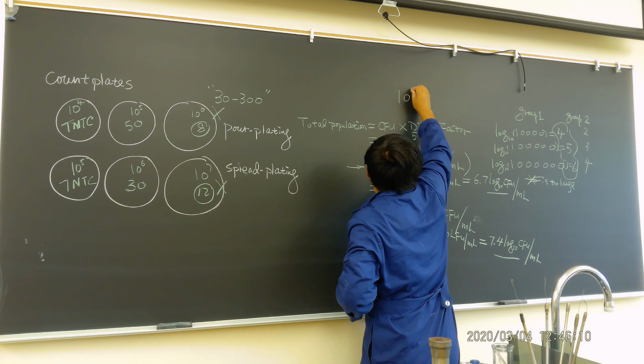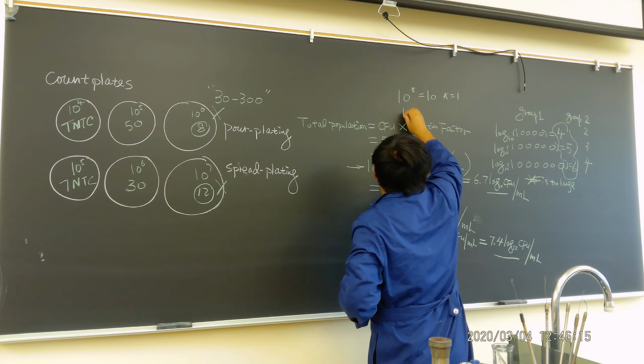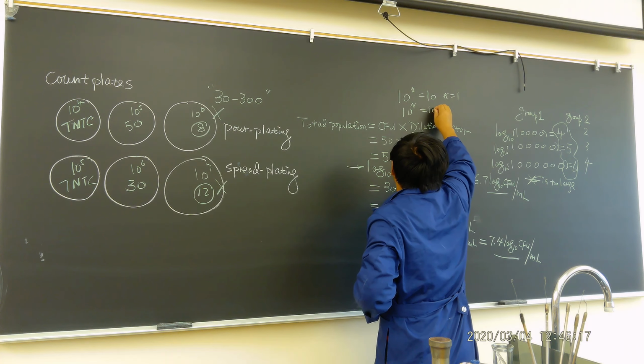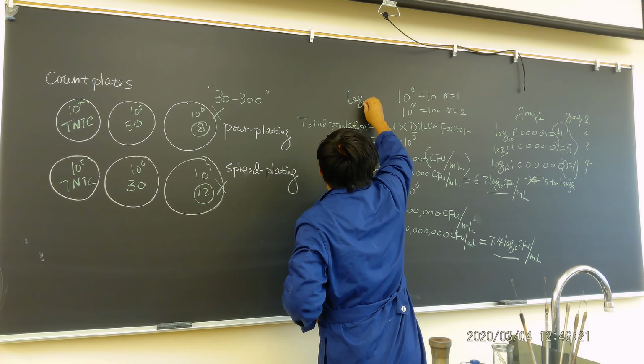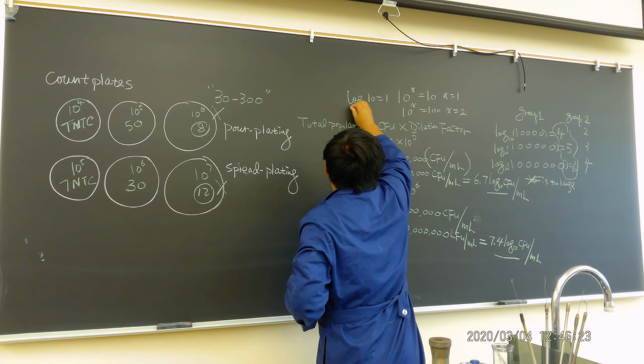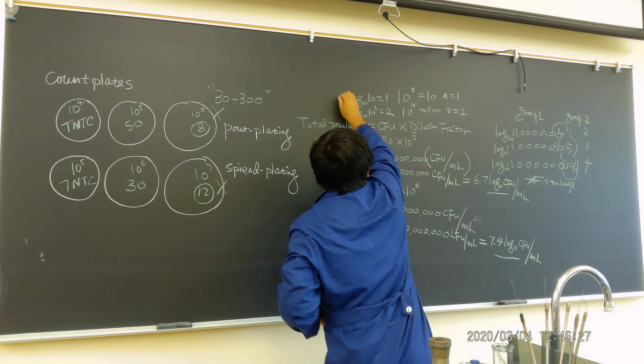Now this is something math you should know. For example, 10 to the x equals 10, this x equals 1. 10 to the x equals 100, this x equals 2. Then we become log 10, that's 1. Log of 10 to the second equals 2. Okay, you should know about these.